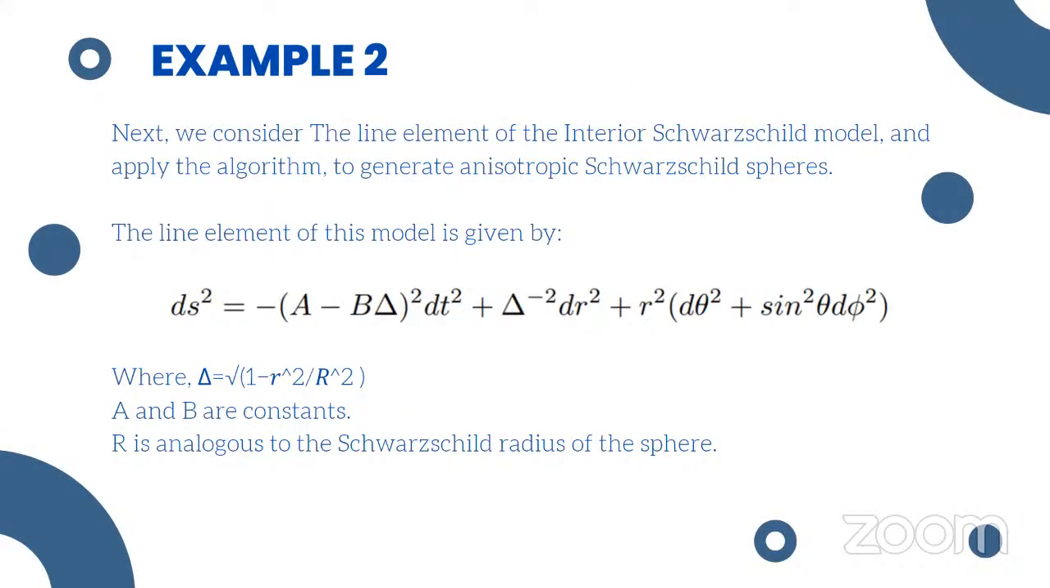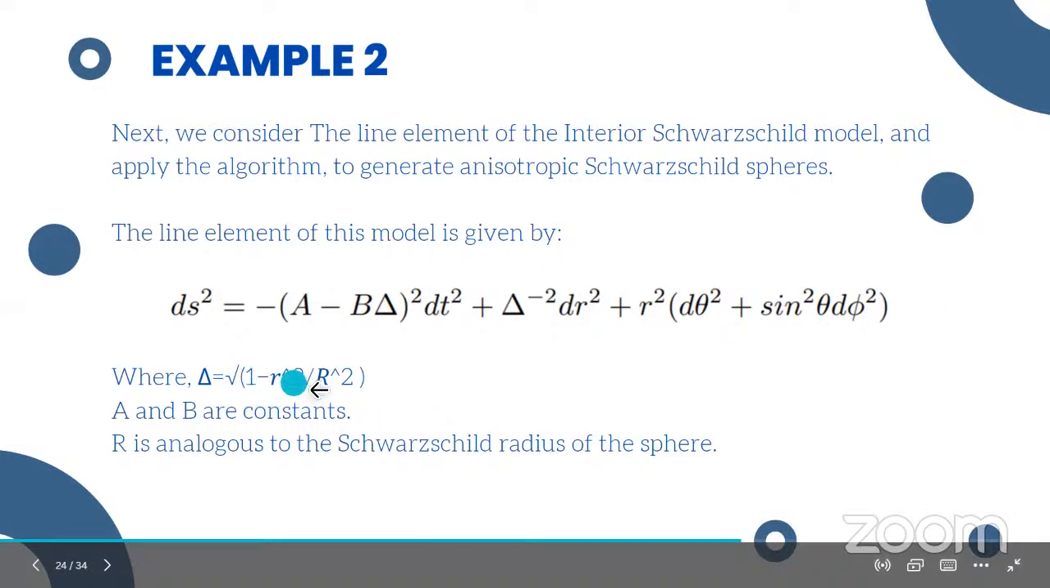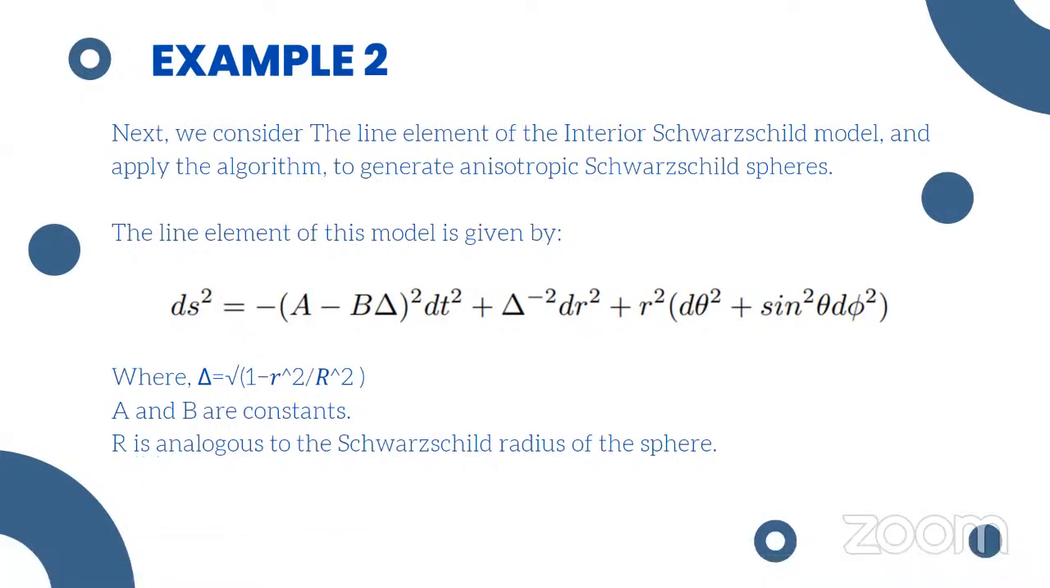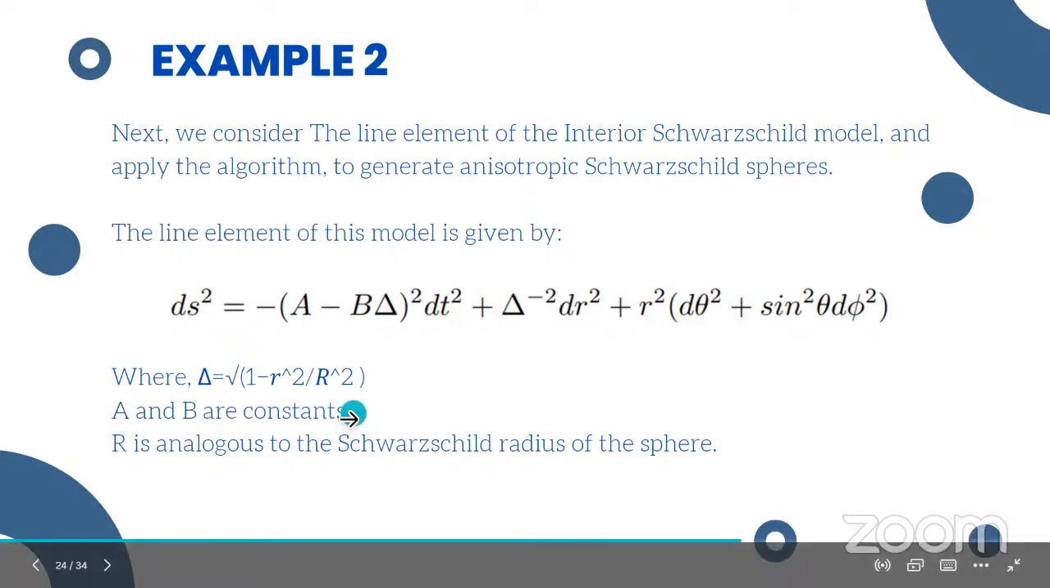As we can see in the slide, we are considering the interior Schwarzschild model here and are applying the algorithm to the Schwarzschild sphere to check its applicability in this case. So the line element of this model is given by the following equation that you can see on the screen, where delta is defined as square root of 1 minus small r squared by capital R squared, and capital R is analogous to the Schwarzschild radius of this sphere, considering the interior Schwarzschild solution as seen in the Schwarzschild solution part. Also, A and B are constants here.